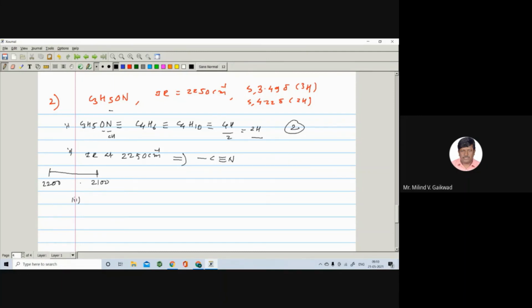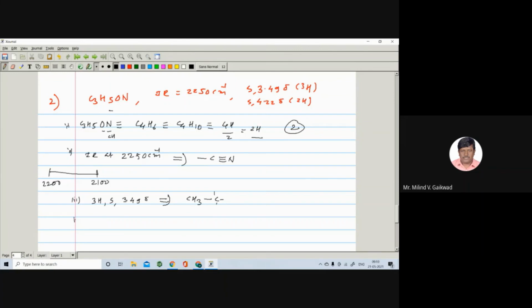Now we have taken the IR. Then here due to 3 hydrogen, you get a singlet at 3.49 delta, which indicates presence of CH3. You are getting a singlet, means the CH3 is directly attached to a carbon where there is no hydrogen. Or sometimes it may be attached to oxygen, but not to a carbon bearing hydrogen. Okay, means CH3 group is there.